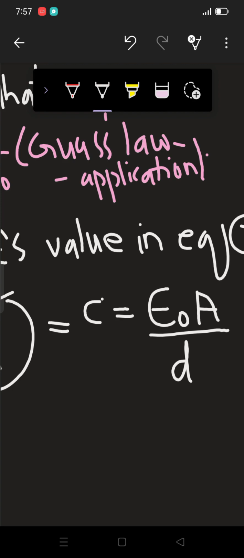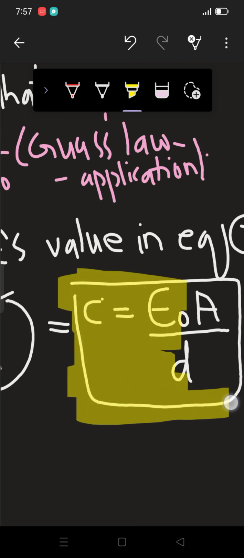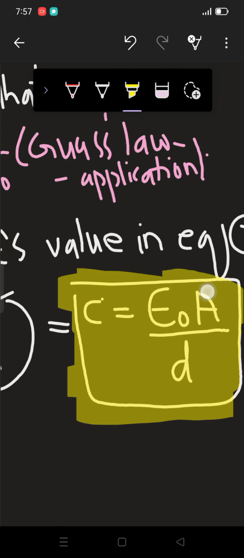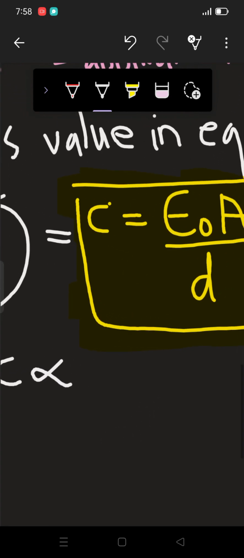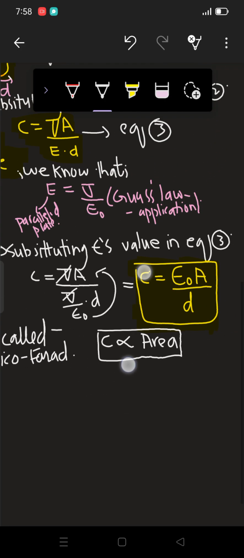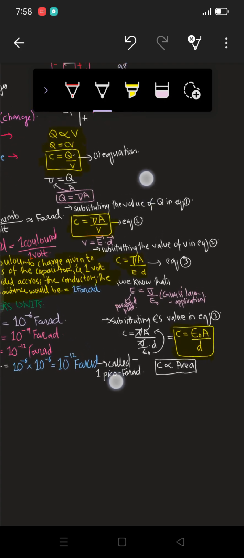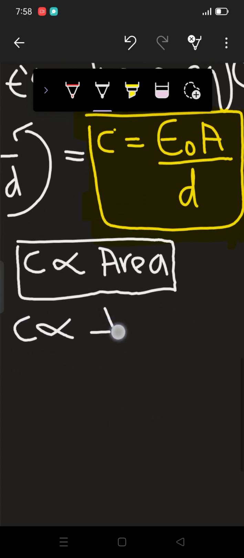Now because of this equation, we get what capacitance depends upon, directly and inversely. Because of this equation, we got that the capacitance of a capacitor is directly proportional to the area of the plates, right? Very important, because for this only we have derived this entire equation. And capacitance of a capacitor is inversely proportional to the distance between the plates.